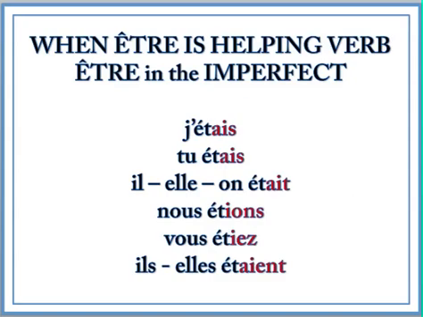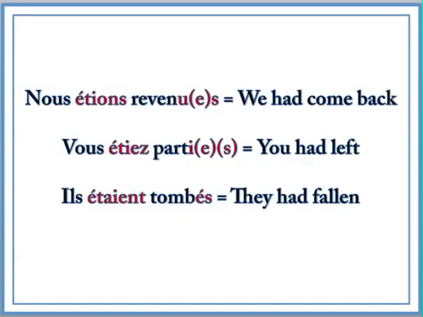So here is your verb être in the imperfect. J'étais, tu étais, il, elle, on était. Nous étions, vous étiez, ils étaient, elles étaient. Okay, so here's what I was talking about. Even though the verb être is your helping verb, look at the English translation. It still says we had come back, even though your verb avoir, which means to have, is not in there. And here's a perfect example of when you can't just literally translate one language word by word for another one.